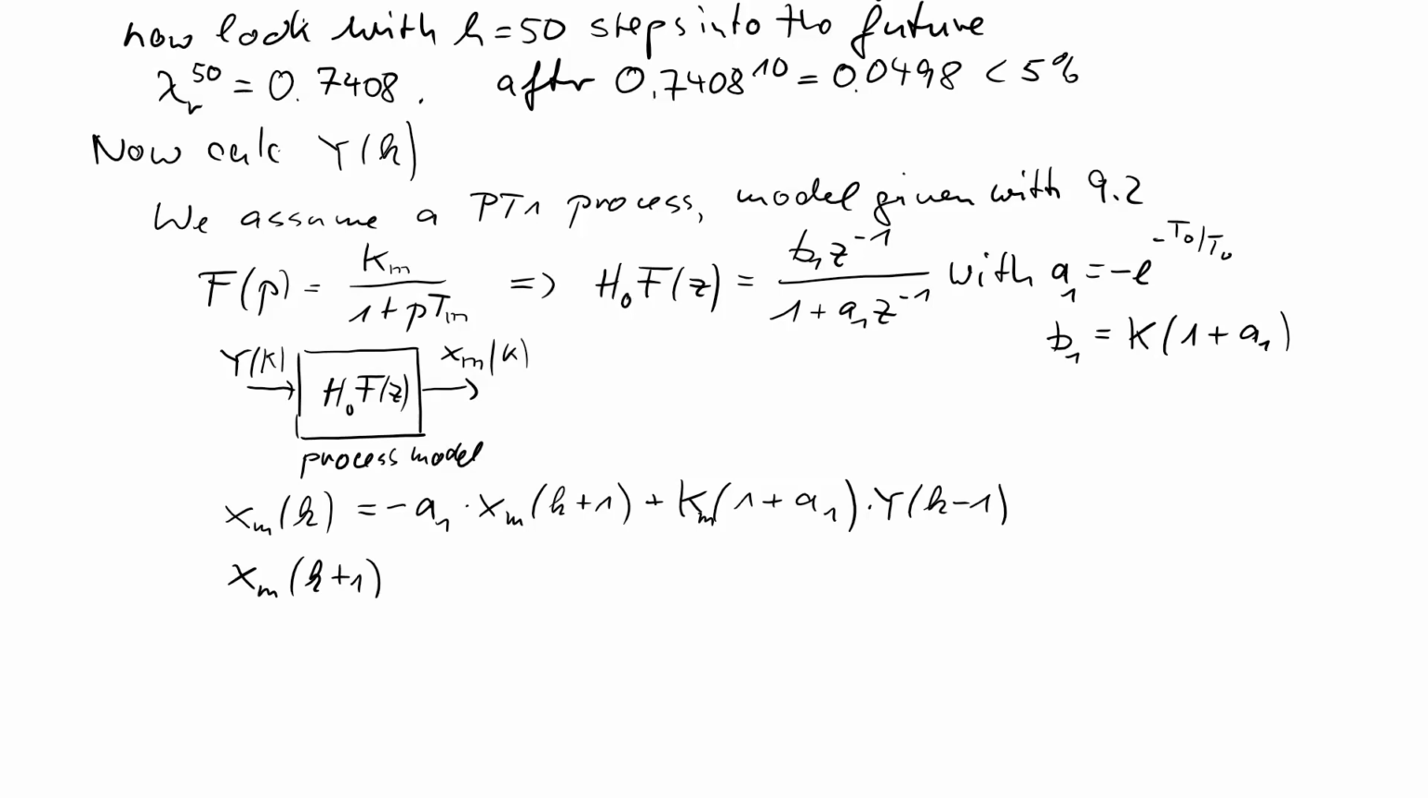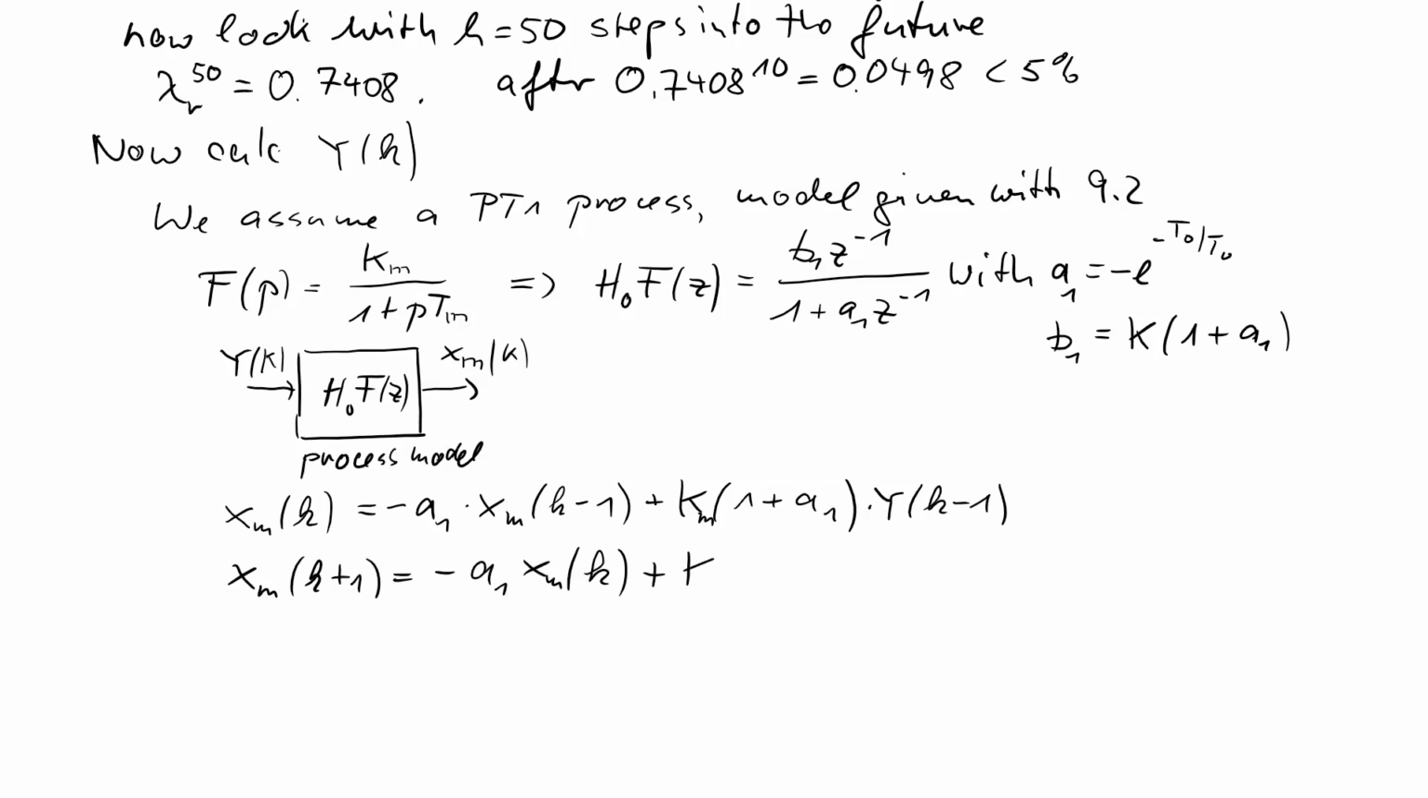K plus 1 is minus a1 xm of, sorry, schlechter Tag heute. Sorry, of course, here we have a minus 1, a previous step. Xm of k, that's z to the power of minus 1. Of course, here is a delay in the past. So now we have here xm of k. Sorry for this small mistake.